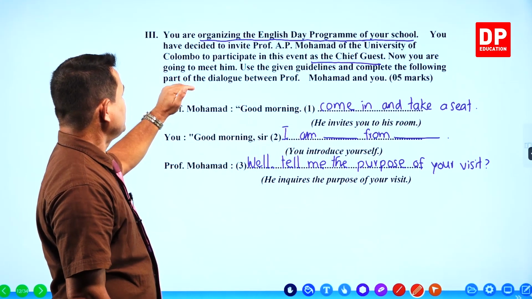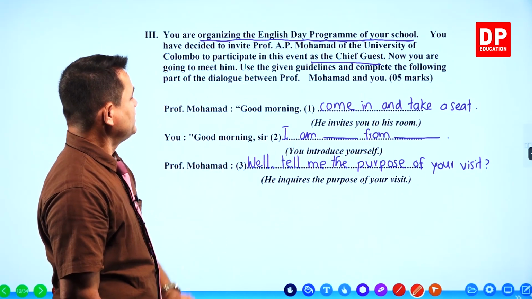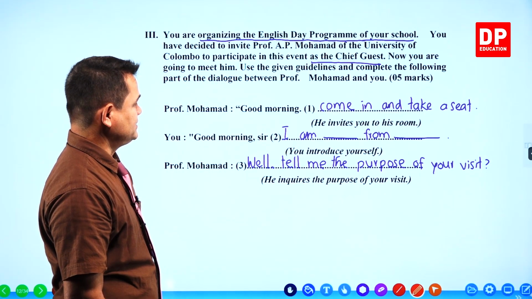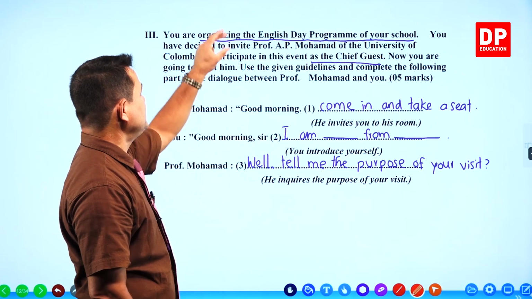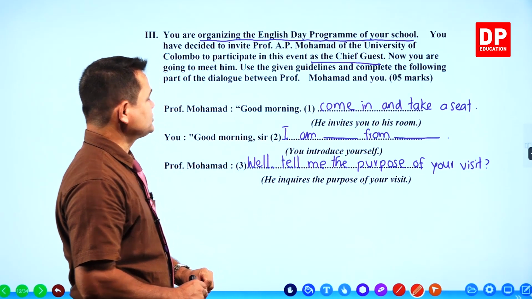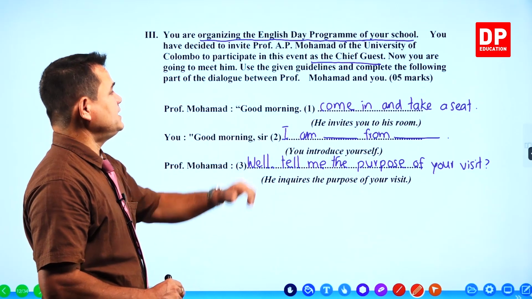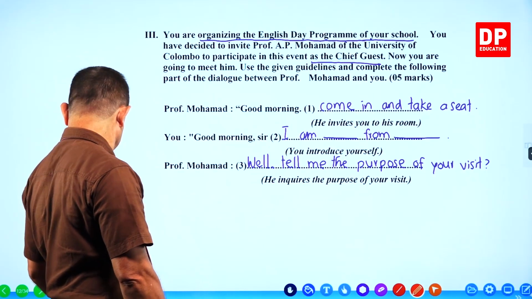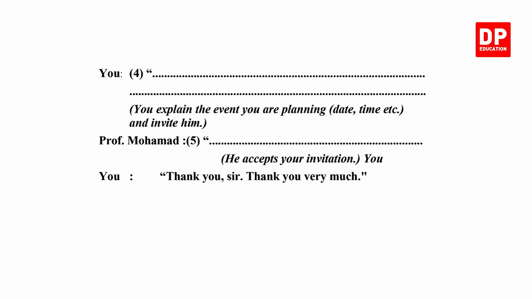And now you are going to meet him. You use the given guidelines. Right. Now remember these things. Organizing the English Day program of our school and the chief guest. Then this should be there.